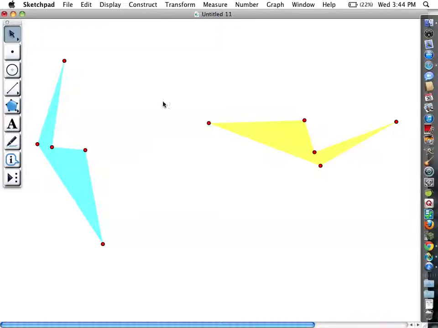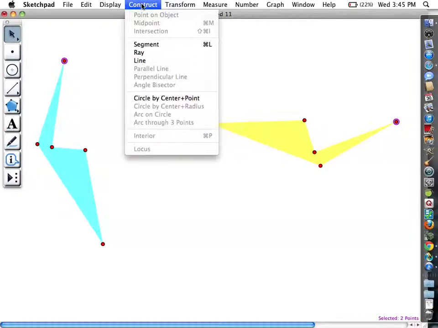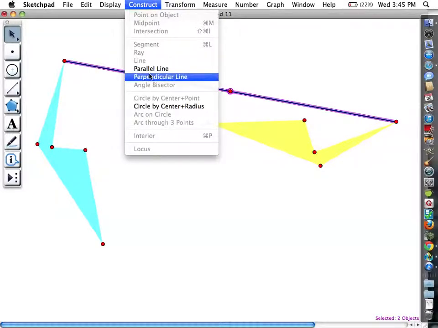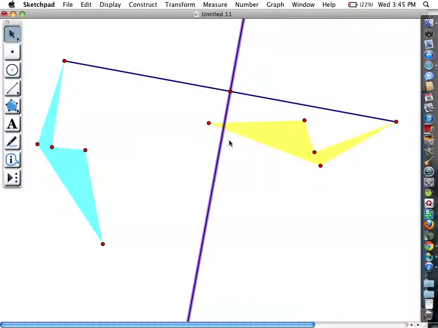So my goal now is to show that I can reflect the blue figure onto the yellow figure using at most 3 reflections. Well, first we know that to map any point on the blue figure to the corresponding point on the yellow figure, I need to reflect across the perpendicular bisector of the segment that joins those 2 points. So first we'll construct the segment joining those 2 points. Next I want to construct the perpendicular bisector of that segment. So we start with a midpoint and we make a perpendicular line to the segment through the midpoint. So this will be my first reflection line.